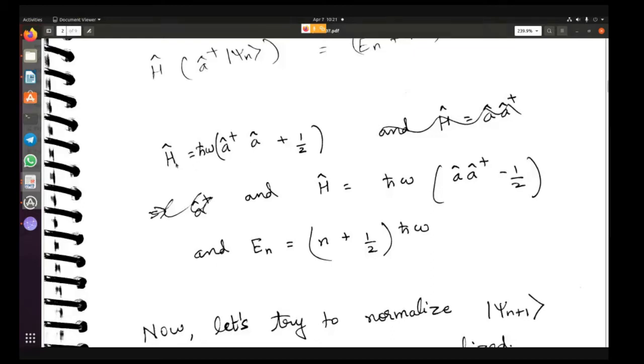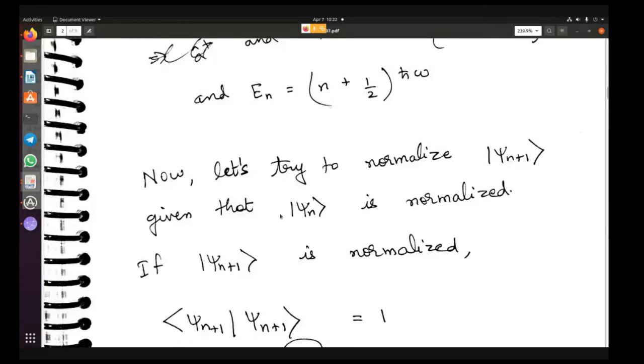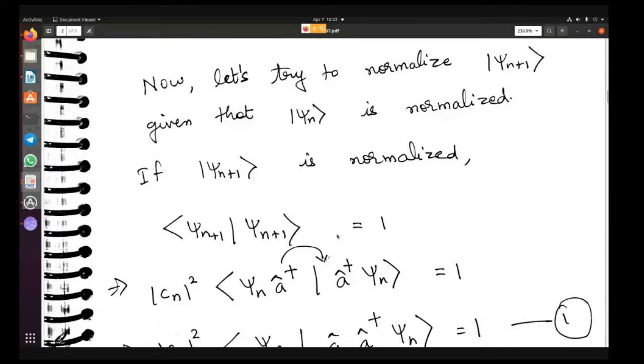Okay, so H is given as h cross omega into A dagger A plus half, and H is also given as h cross omega into A dagger minus half. So these are two equivalent forms of the Hamiltonian. And the second thing is we know En is equal to n plus half into h cross omega. So now we'll try to normalize psi n plus 1, given that psi n is normalized. In order to normalize psi n plus 1, we first say that this scalar product has to be equal to 1. And then whatever constant we get, we take it to the other side and try to get the value of that constant.